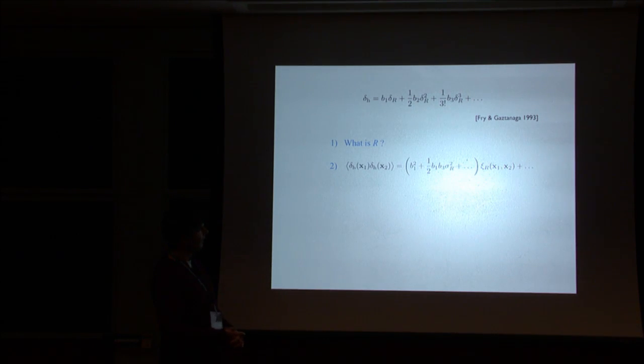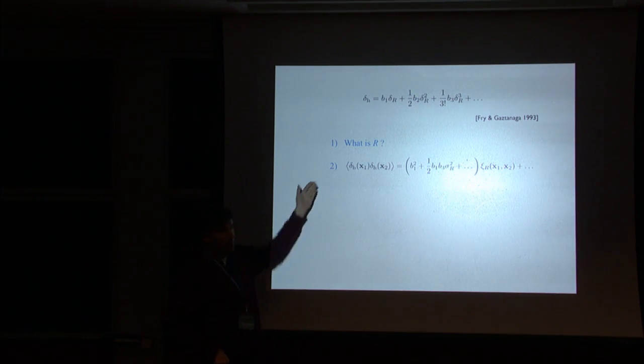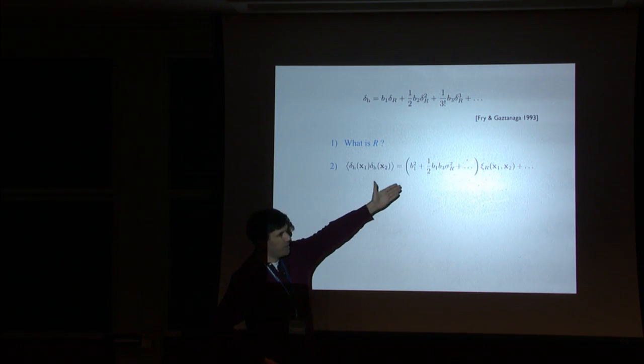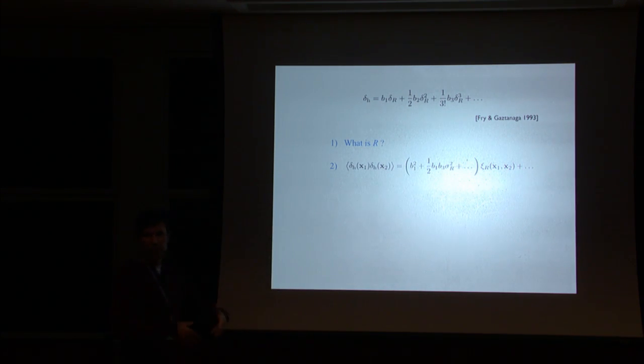basically what is the meaning of this delta H. And then if you, for instance, compute the 2-point halo correlation, you get, already at linear order, an infinite number of loop corrections because of the way this series expansion was written down.